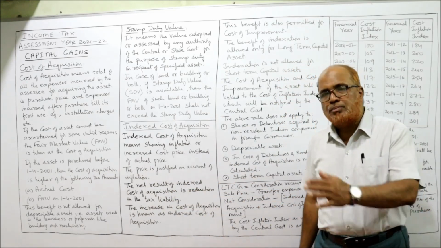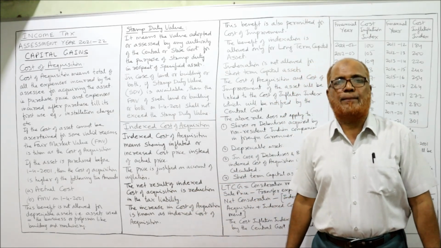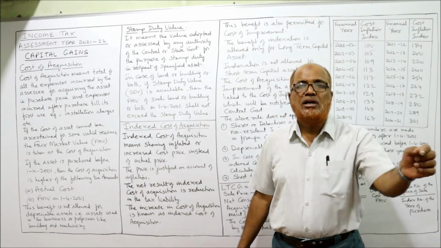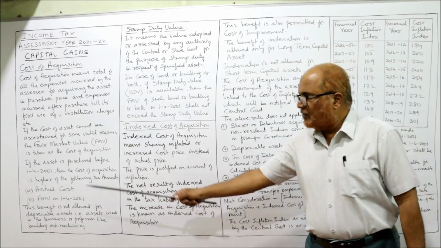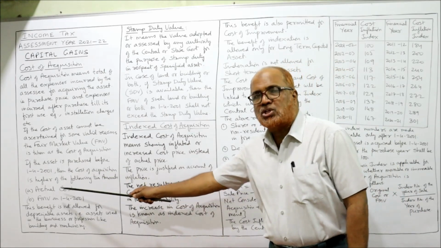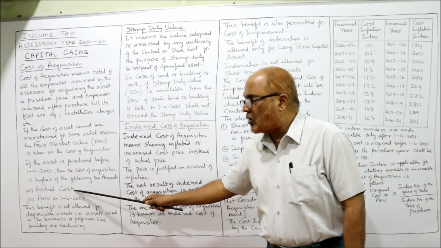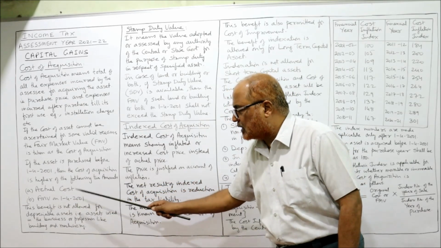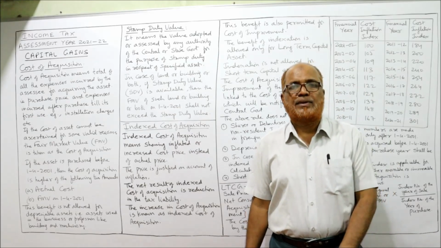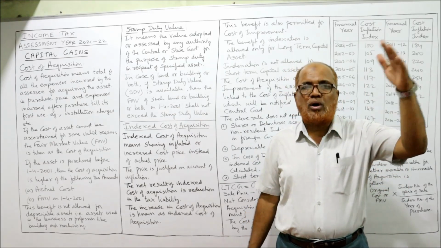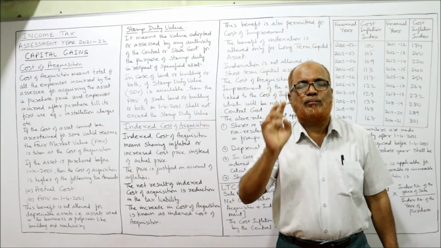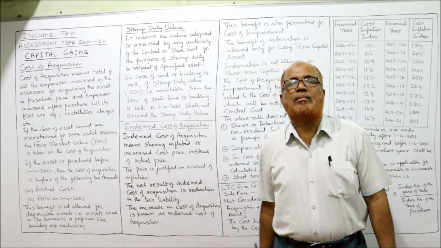Similarly, if the asset is purchased before 1/4/2001, remember these points because we come across them while doing the problems. If an asset is purchased before 1/4/2001, then the cost of acquisition is the higher of the following two amounts: actual cost or fair market value on 1/4/2001. So the Income Tax Act has given one benefit to the assessee, that the assessee can choose the higher of the following two, that is actual cost or fair market value.